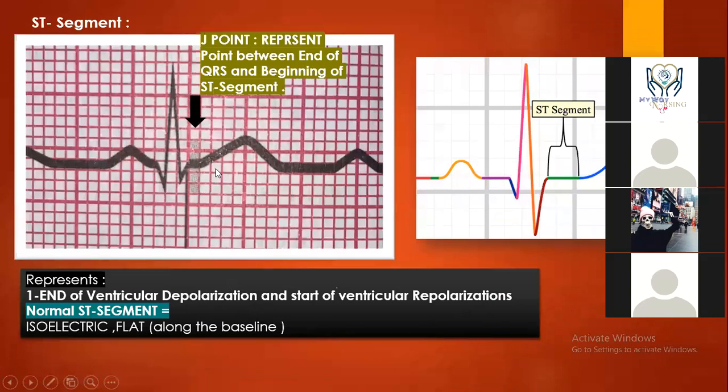Now we'll go through the ST segment. There is a point called the J point. It represents the end of the QRS and the beginning of the ST segment. This is the ST segment. Here we can diagnose myocardial infarctions. The ST segment represents the end of ventricular depolarization, contraction of the ventricle, and the beginning of ventricular relaxation, repolarization. Normally it's isoelectric, or flat. If it's elevated or depressed, this is considered abnormal.